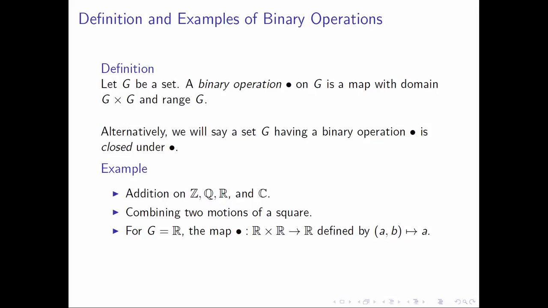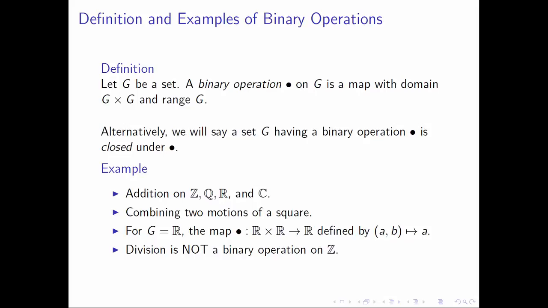Another, perhaps less common example of a binary operation is if I take G to be the real numbers and then look at the map bullet that takes R cross R to R by projecting onto the first coordinate. Then this is a binary operation as well. And a non-example is always helpful in order to illuminate what this definition is not. For example, something that's going to be important to us in group theory is that division is not a binary operation on the integers.